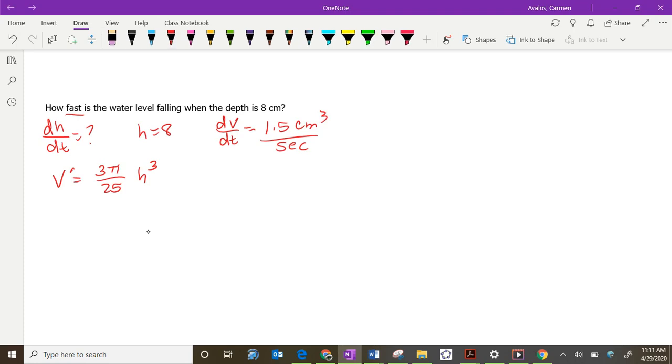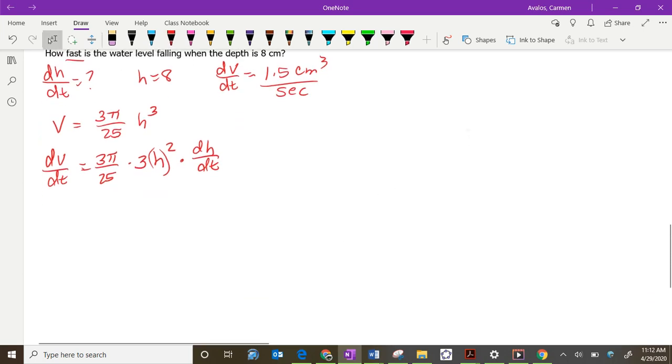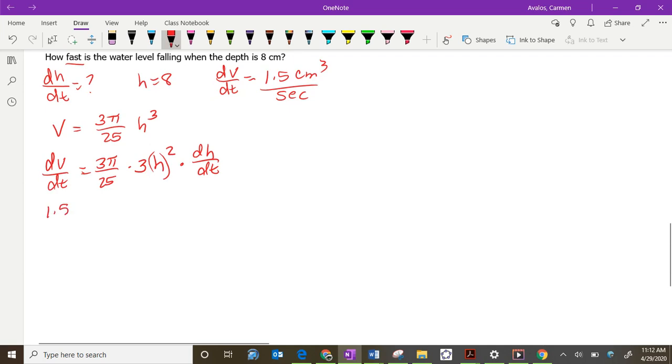And so when we take the derivative, we're going to get dV dt. 3 pi over 25 is the coefficient, so that stays the same. So we multiply this times 3. This is the chain rule, and this is going to be squared, so that's the outside, and we still need to take the derivative of the inside, which is dH dt. And then we fill in the information here. And so we end up with 1.5 centimeters cubed per second, and here it's going to be over 1.